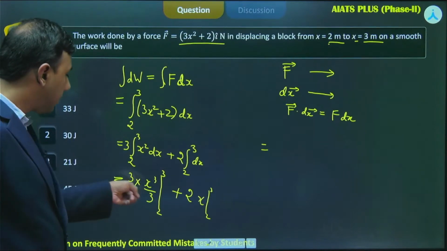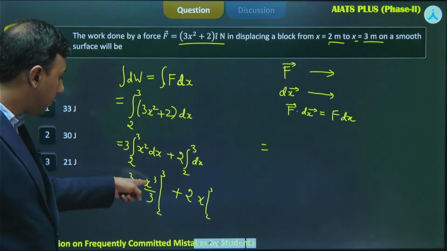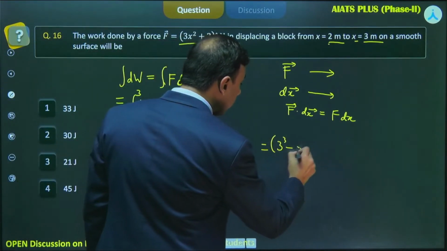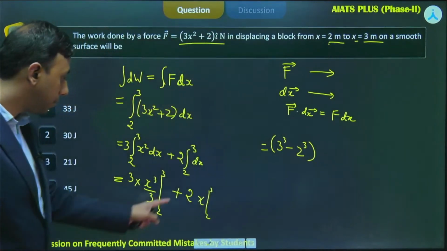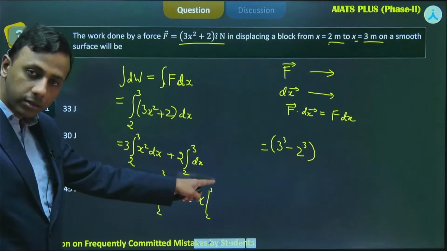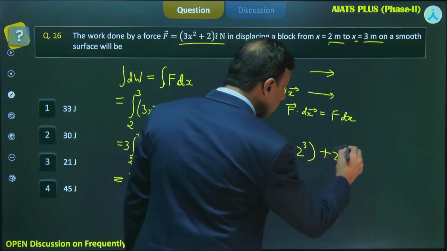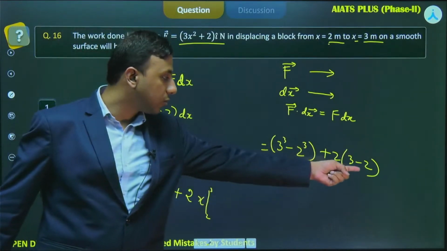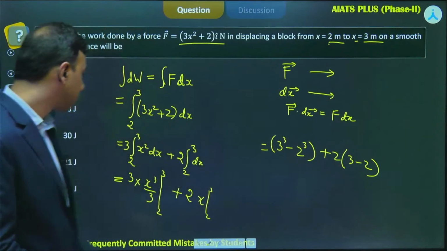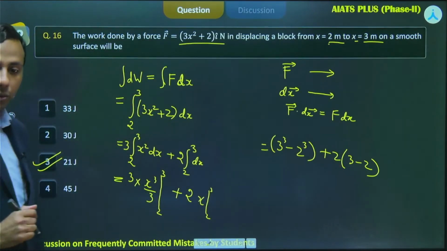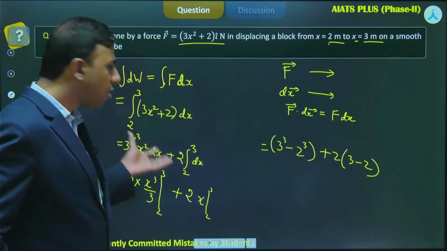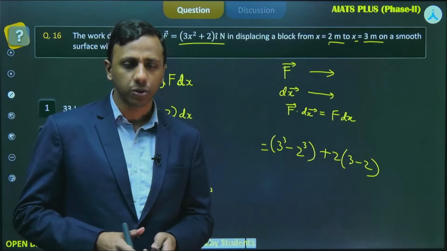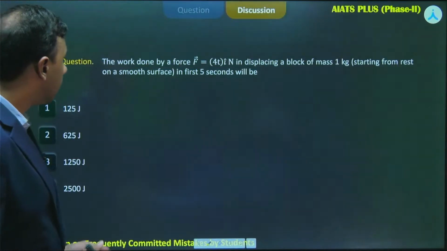Simple calculation. So 3 and 3 will get cancelled. Put the limits now. It becomes 3 cube minus 2 cube, plus 2 times 3 minus 2. So this is 27 minus 8, 19, plus 2 into 1, 2, so 19 plus 2, 21 joule. So a small integration was done here. If you know that integration formula, you can do this. Not a very complicated question. Very well.